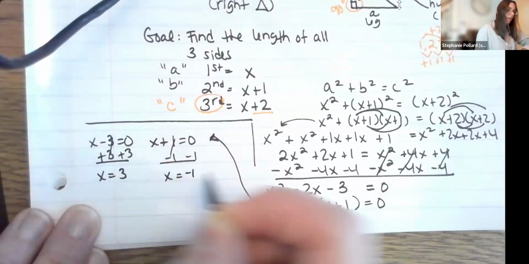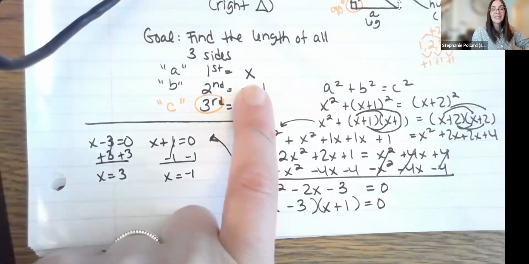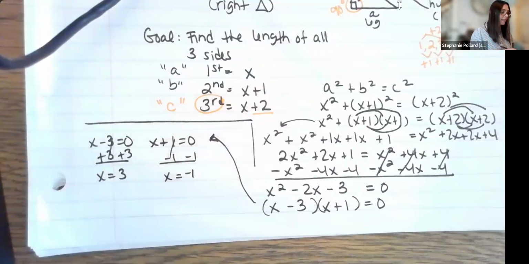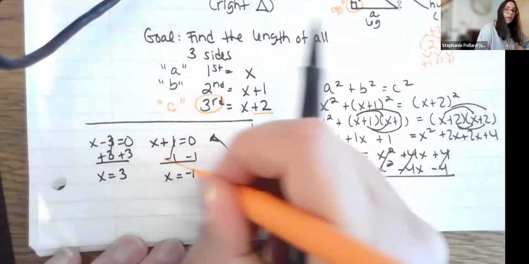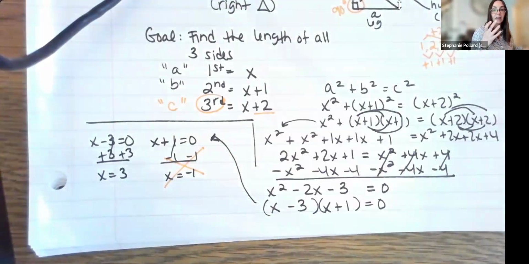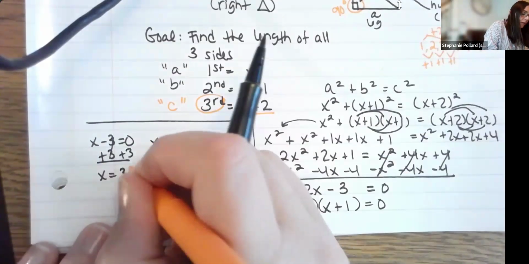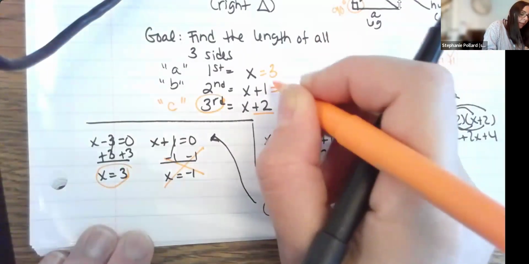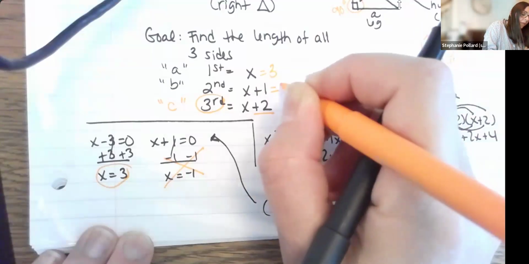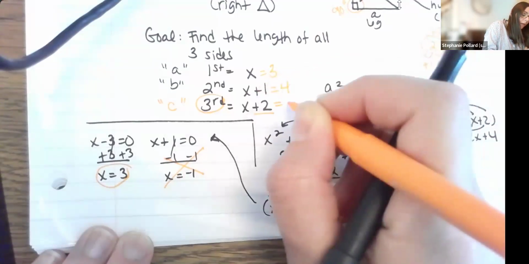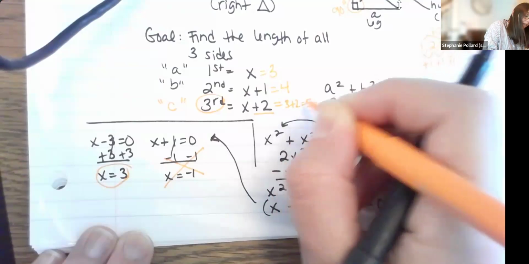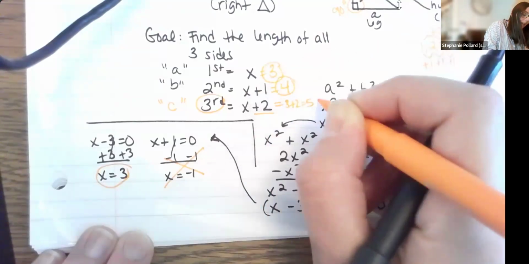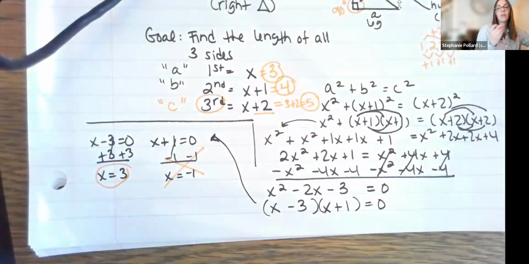Now, keep in mind here that our values represent one of the sides of a triangle. So this negative 1 just doesn't make sense here. I can't use that answer. I can't have a side be length negative 1 anything. So that doesn't work. So the first side has to be 3 then. The next one would be 3 plus 1, so 3 plus 1 is 4. And then the last one would be 3 plus 2, which is 5. So the lengths of my triangle sides are 3, 4, and 5.